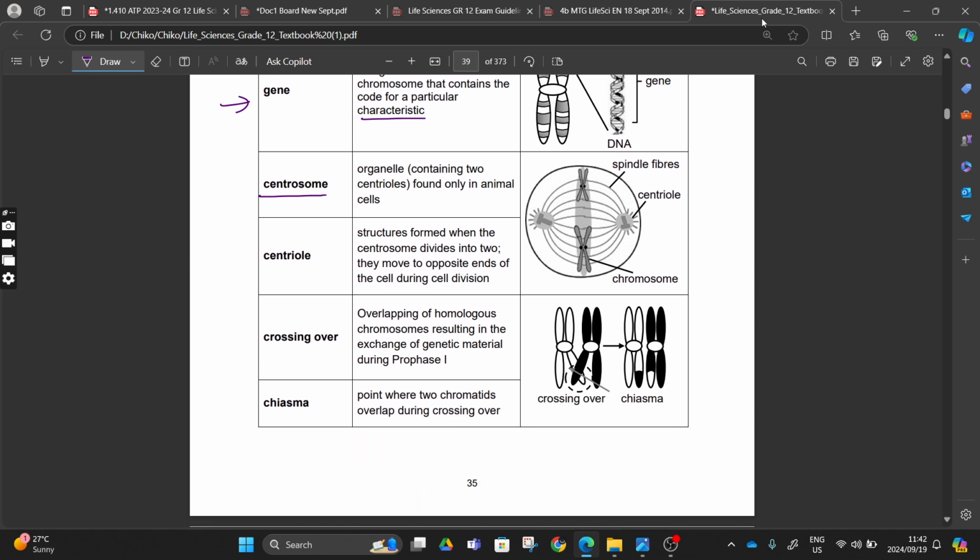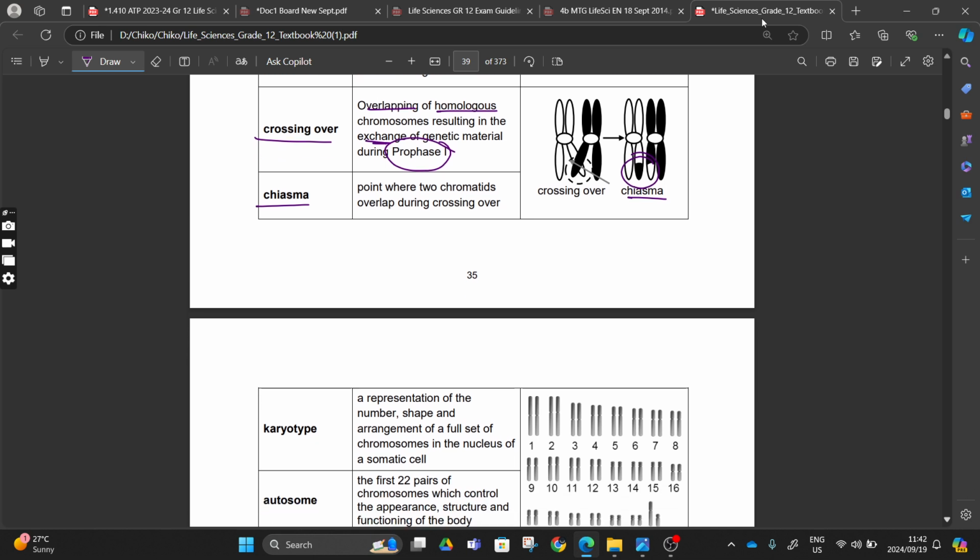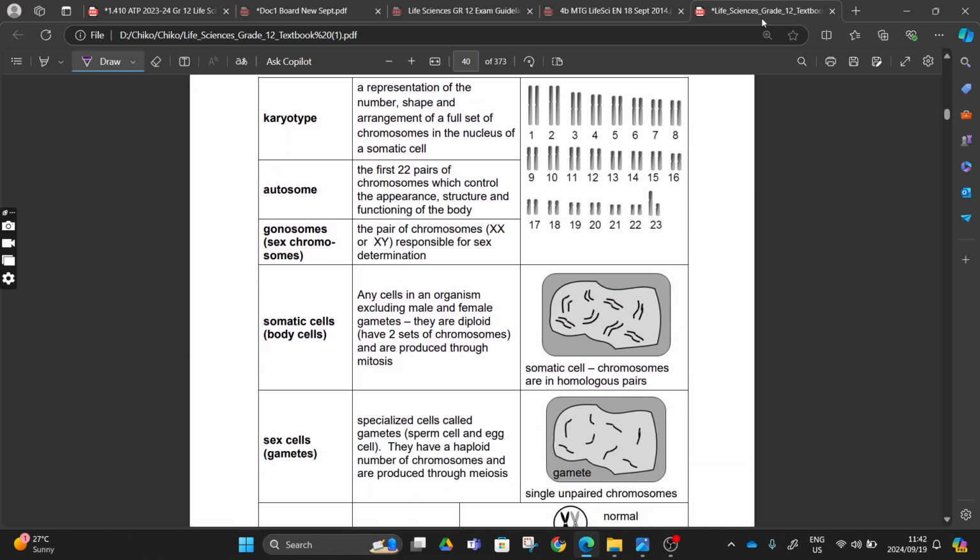We also have the centrosomes, only found in an animal cell, that split and form centrioles, and then these centrioles move to different poles and produce the spindle fibers. We also have crossing over, which takes place during prophase 1, where genetic material is exchanged. The place where these homologous chromosomes overlap, we call a chiasma, or when there are many, chiasmata. As you can see there, the chromosomes have exchanged genetic information. And then we also have the karyotype, which is the set of chromosomes from pair number 1 up until pair number 23.